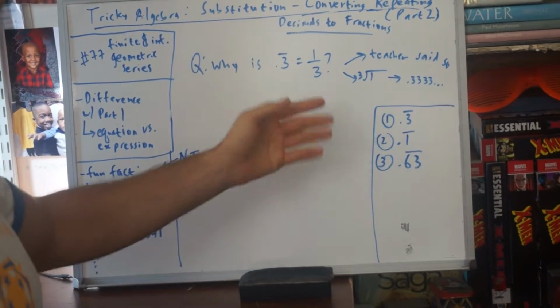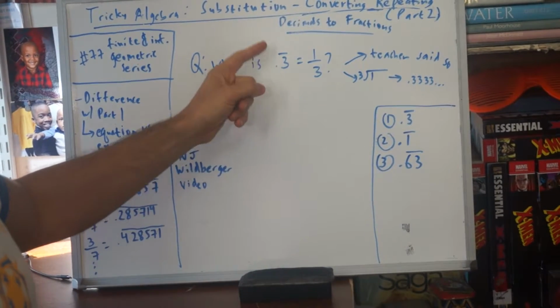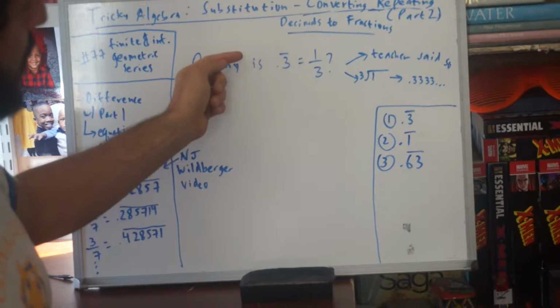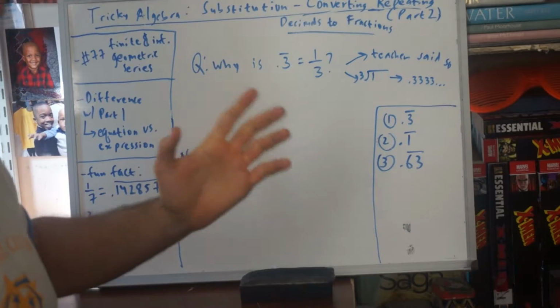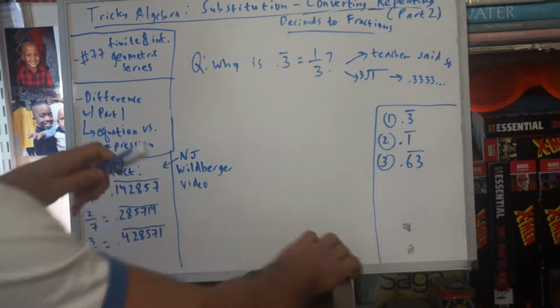But my question is, what if I gave you 0.3 with a bar and I said prove that it's 1/3 going that way, without knowing that it's already 1/3? So that's our question.